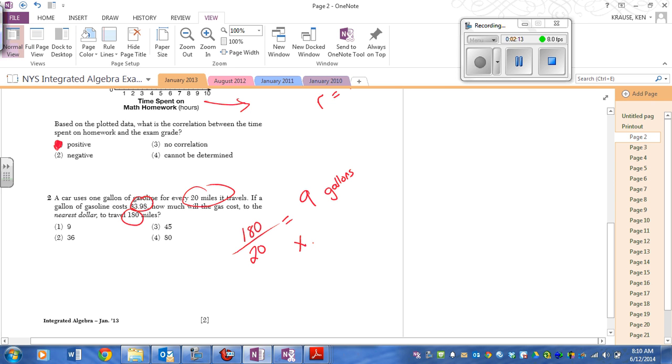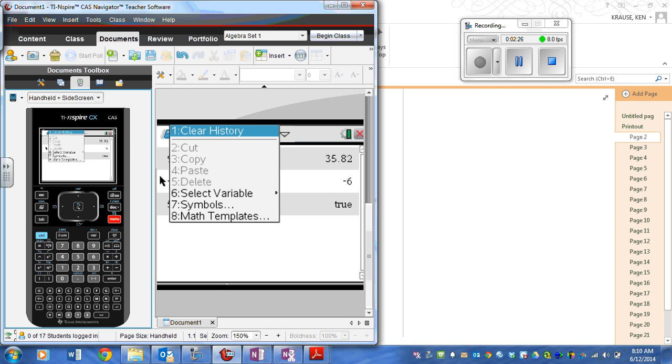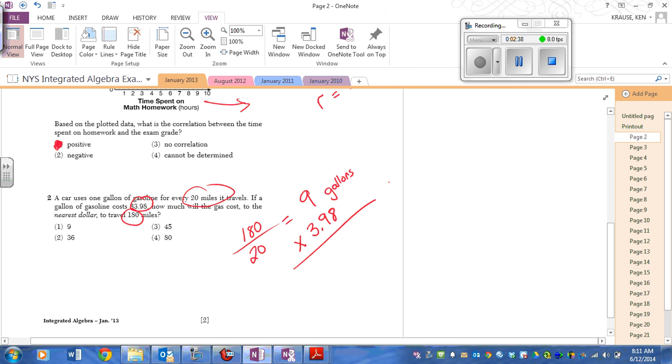That we're going to have to take and multiply by $3.98. Let me just clear this out since I've done this like 3 times. I'll clear the history. And what we'll do is we'll take the 9 gallons and multiply that by $3.98. And we'll get $35.82. So this is $35.82, and the closest one to that is 36. All right, we're moving on.